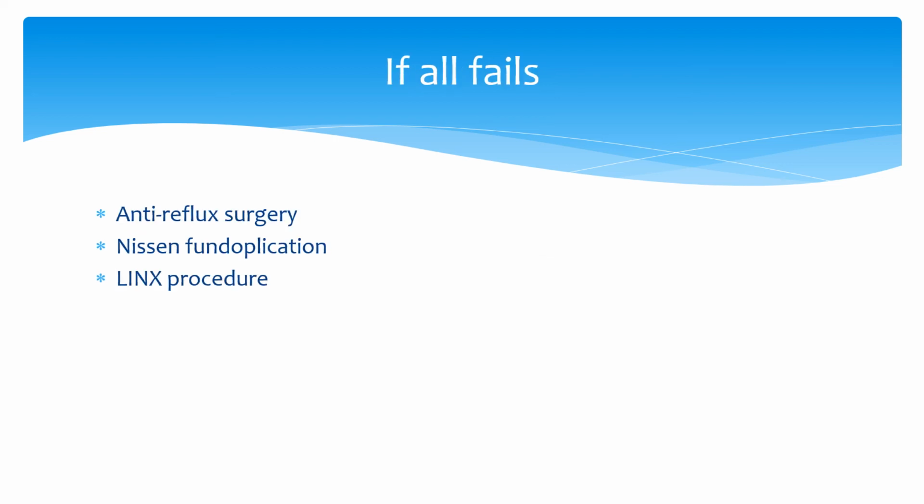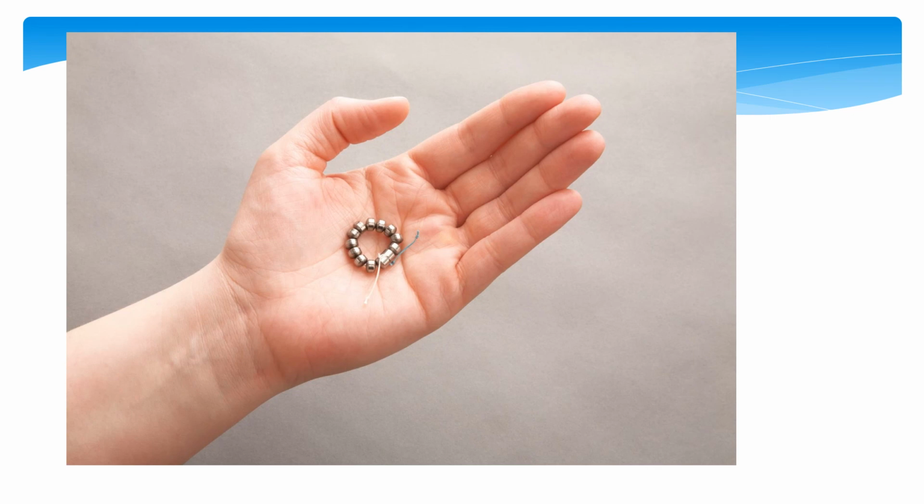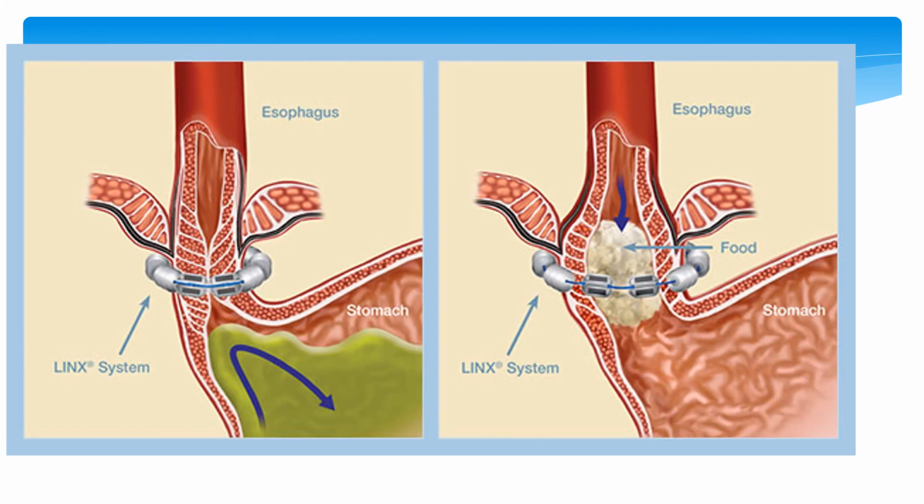If medications really do fail, then the last step is to be considered for anti-reflux surgery. Anti-reflux surgery is a simple, safe technique and works very well. The new kid on the block is something called the LINX procedure or the LINX system. This is a system where you have a ring of metallic beads. These beads are placed around the lower esophagus.